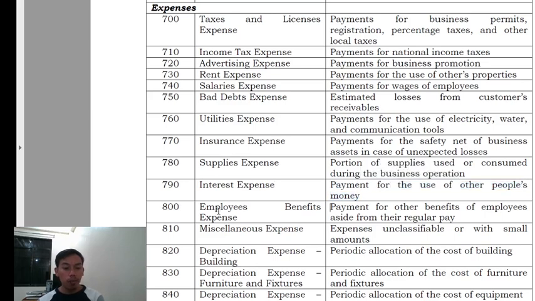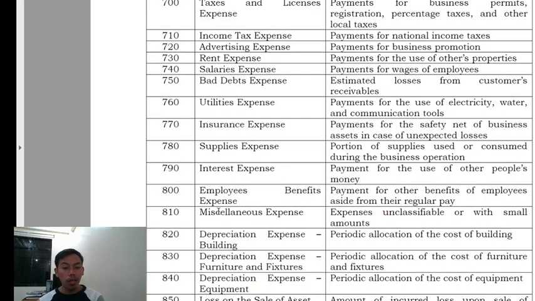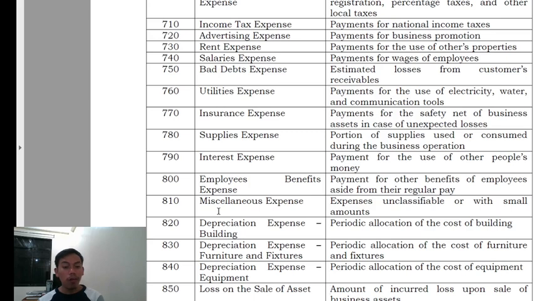Employee benefit expense. These are payment for other benefits of employees aside from their regular pay. So, kung meron silang overtime pay, kung meron silang retirement pay o the employee benefits expense. Miscellaneous expense, expenses unclassifiable or with small amounts. O dilagay natin other expense or miscellaneous expense.